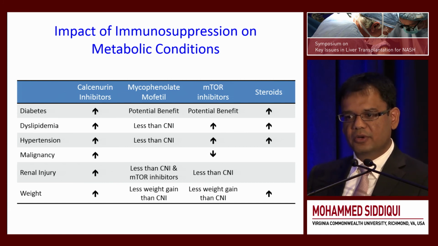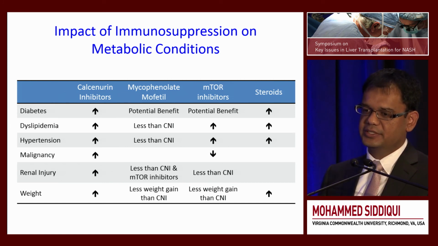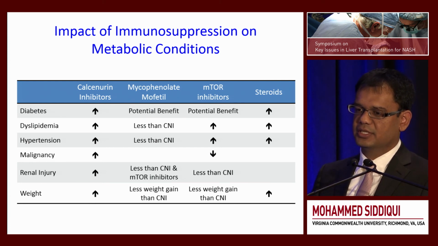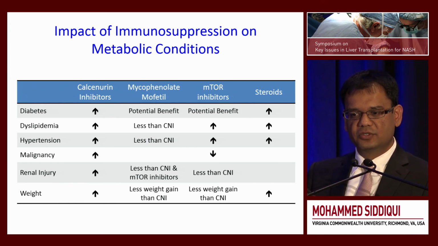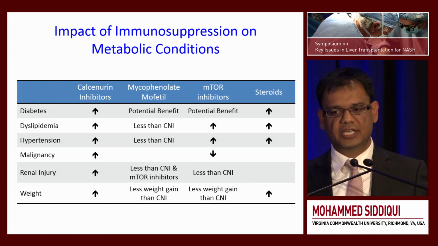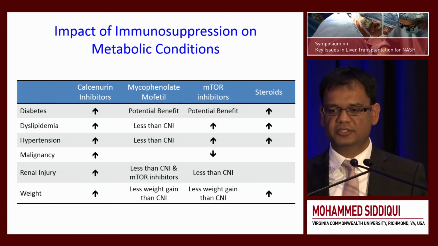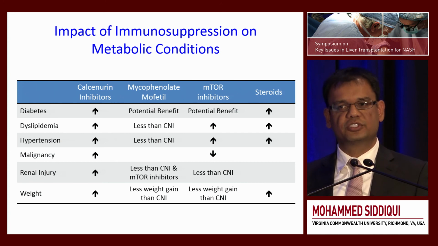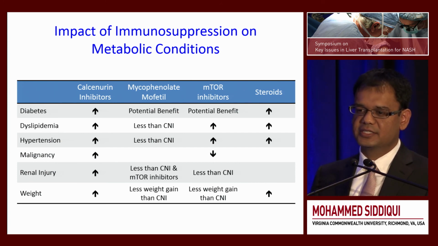This slide summarizes medical comorbidities associated with immunosuppression, and it breaks it down based on the type of immunosuppression. As you can see, calcineurin inhibitors, which are the backbone of immunosuppression therapy at this day and age, increase the risk of diabetes, hypertension, dyslipidemia, malignancy, renal injury, and weight. So we have to use this. We're stuck with this, almost a necessary evil.